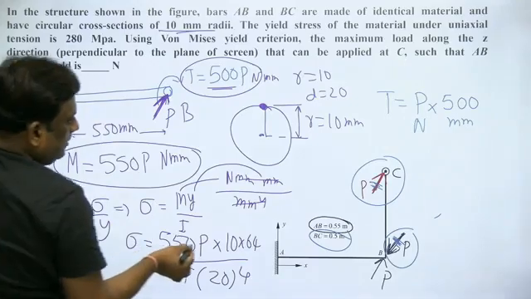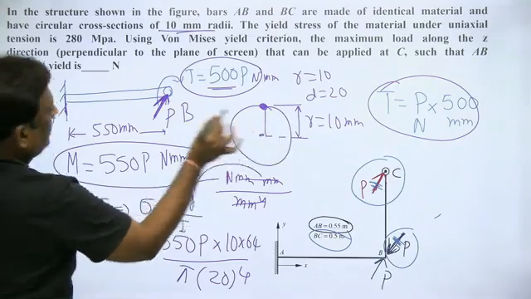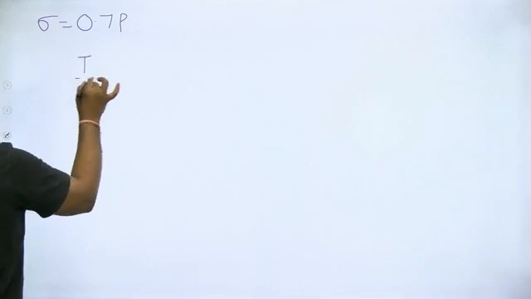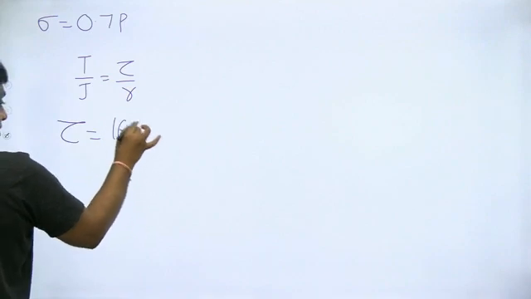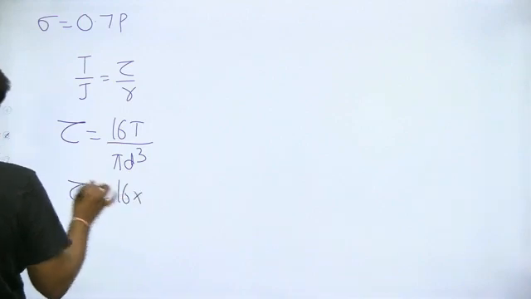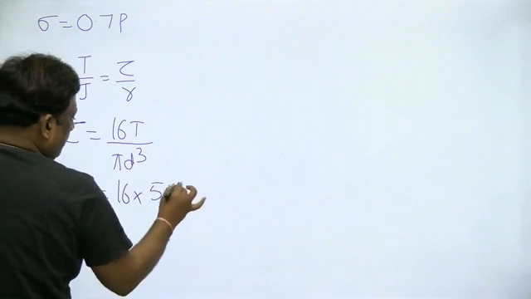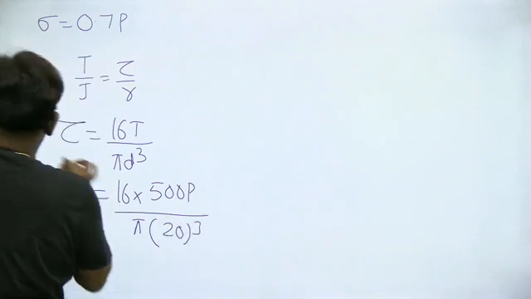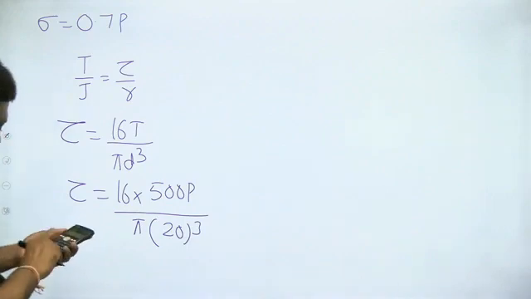Now let's calculate the maximum shear stress due to this torque. T is 500 P. T by J is equal to tau by R, so tau max is given by 16 T by pi d cube. You know it very well. So 16 into 500 P by pi into diameter 20 cube. Let me check the diameter. Yes, 20. No problem at all.